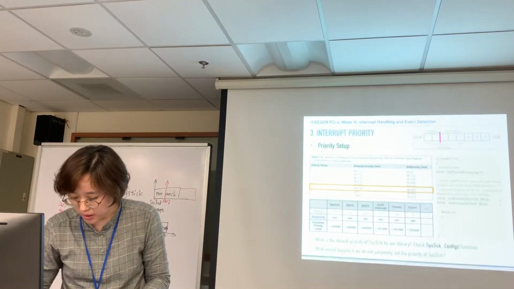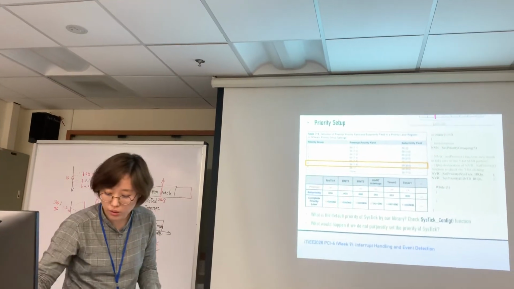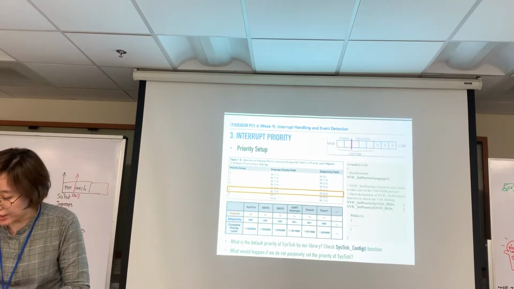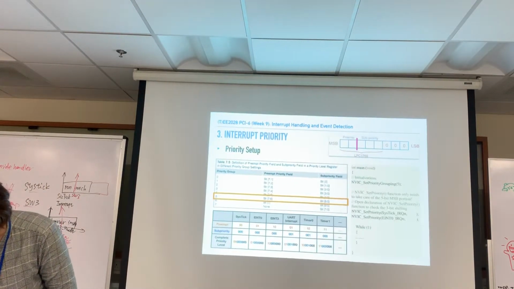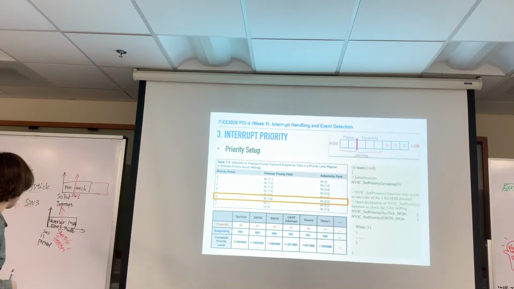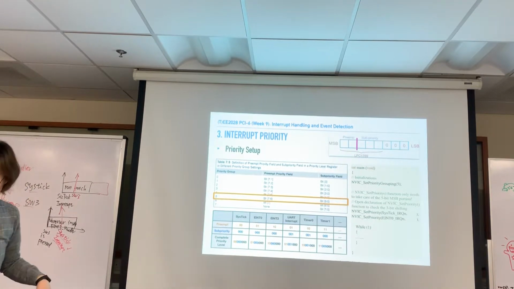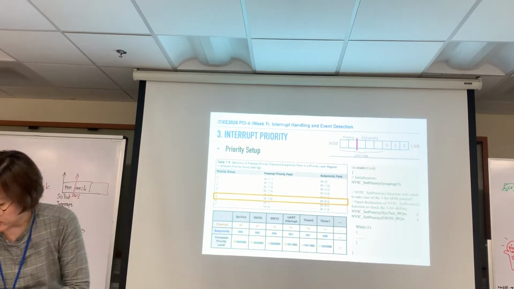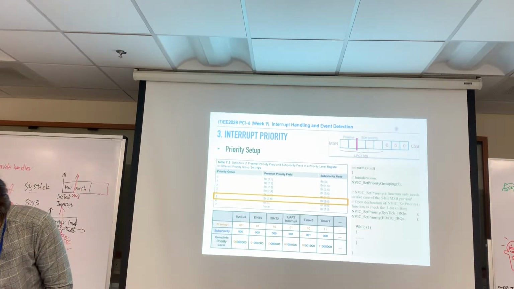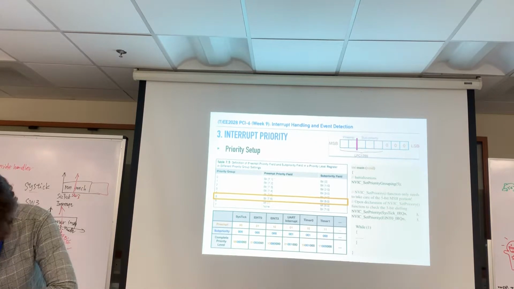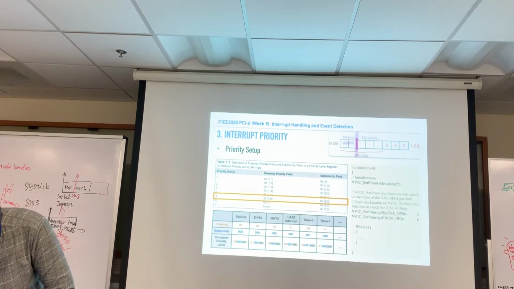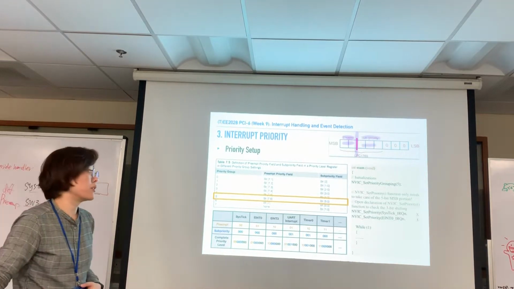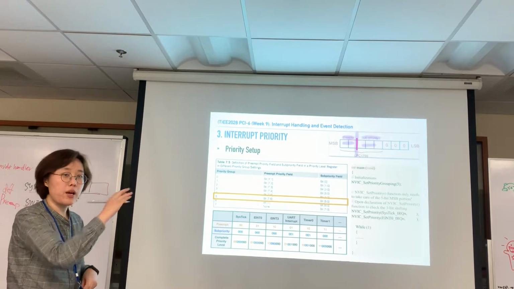Then the thing is how to write the code. Let's say I draw a line here. For this case, let's say I want to use 2 bits for my preamp, and all the others for my sub-priority. This is something I want to set.